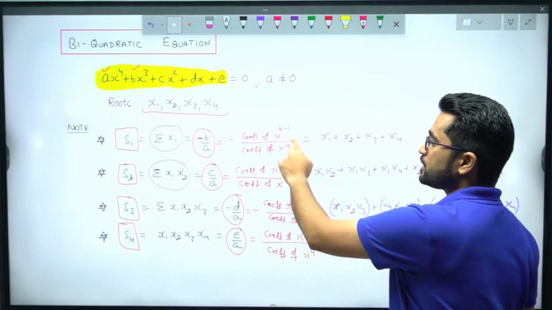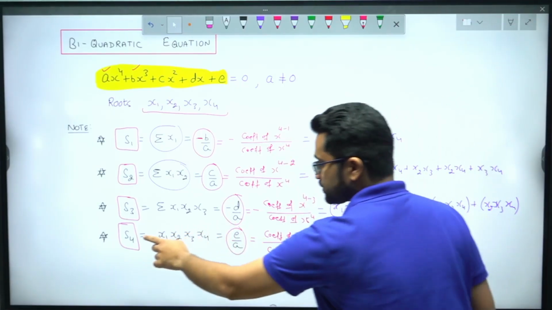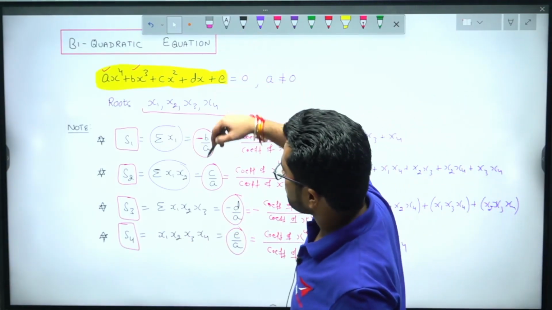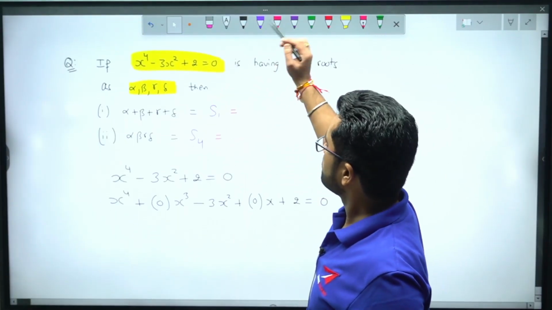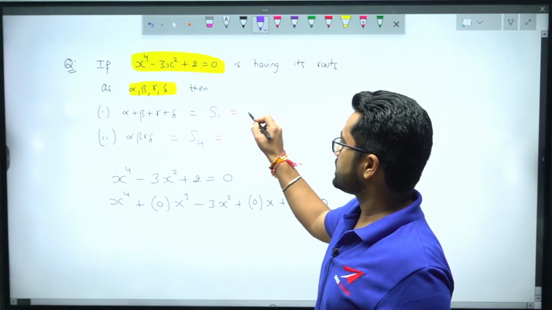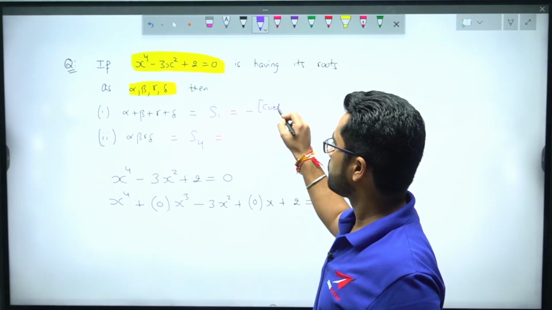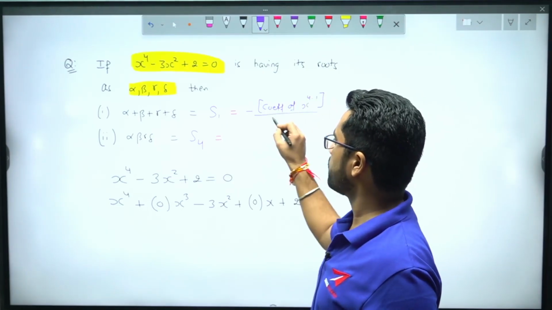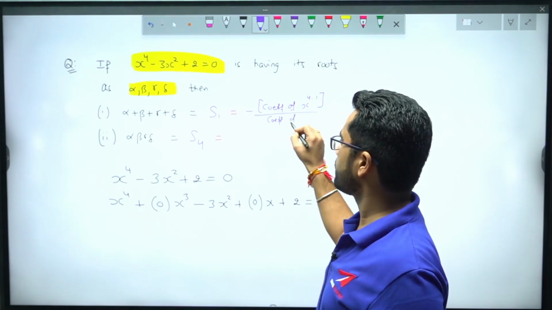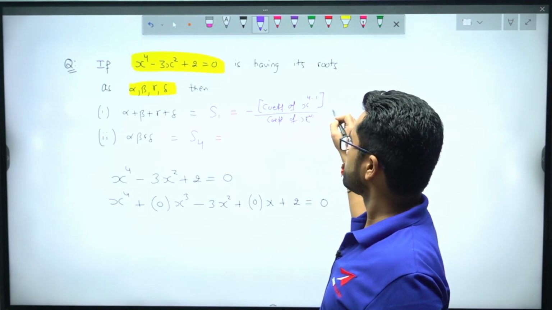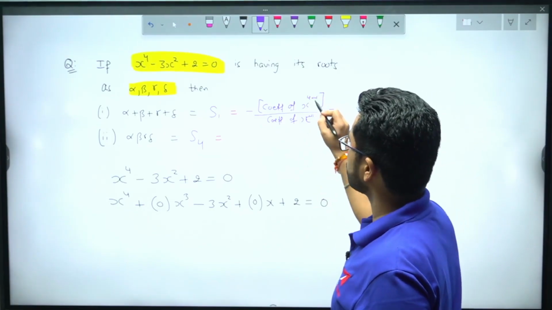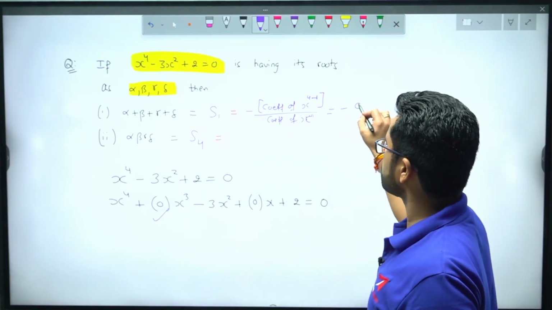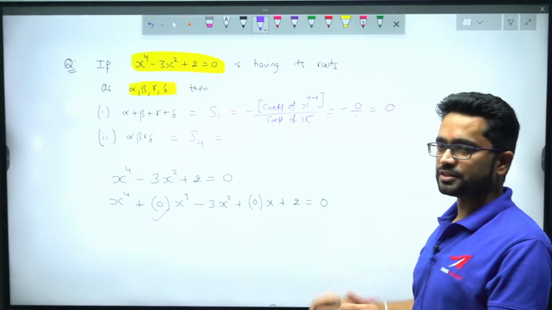And what is B? Coefficient of x3. Okay. And S4 is supposed to be E by A. What is E? Constant term. Okay. So what should be S1? It is minus times coefficient of x raised to power 4 minus 1, that is x power 3, upon coefficient of x power 4. So what is 4 minus 1? That is 3. So what is coefficient of x3? Here you can see coefficient of x3 is 0. So this is minus of 0 upon 1. Finally it comes out to be 0.